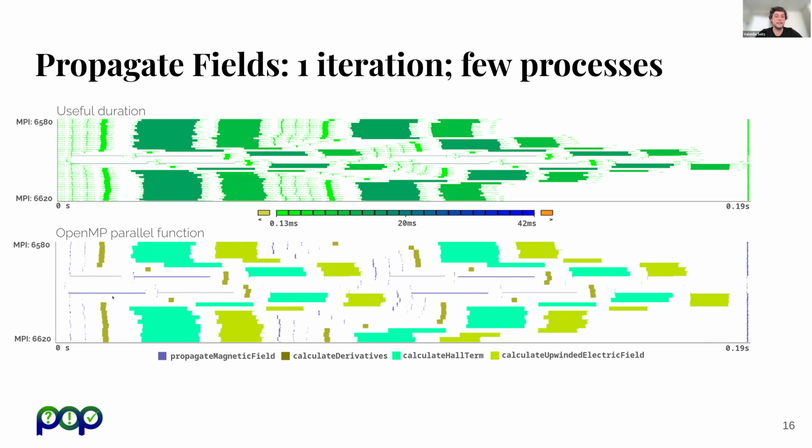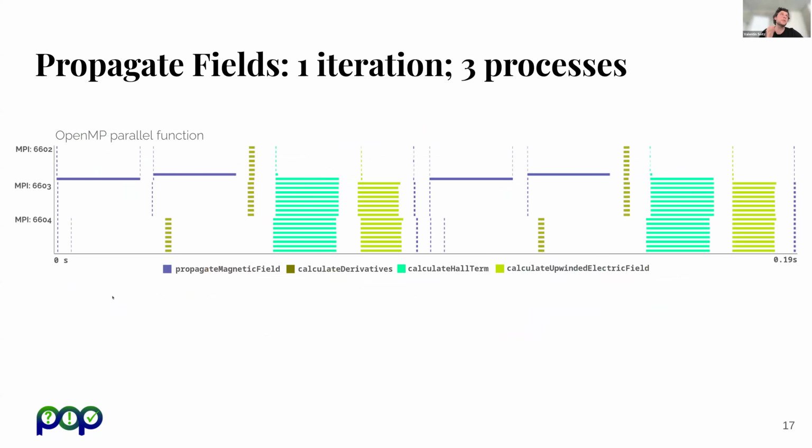So what we did is we can basically zoom in a bit more and now just look at one of those offending very long OpenMP regions. And this is now just 3 MPI processes. So we can see the MPI processes 6602, 6603, and 6604 with 8 threads each. And we can see that 6602 basically has a lot more work than all the other MPI processes. So it's basically MPI load imbalance that we're seeing.